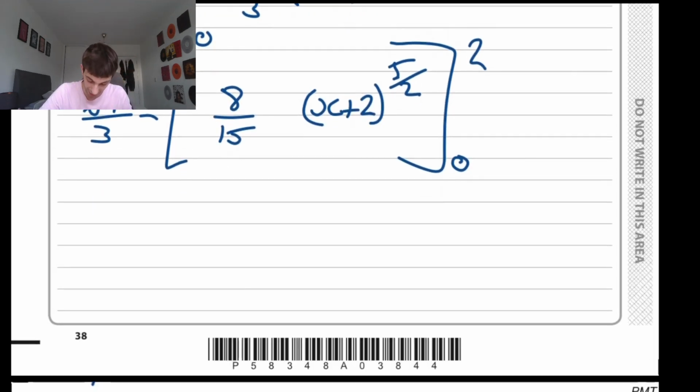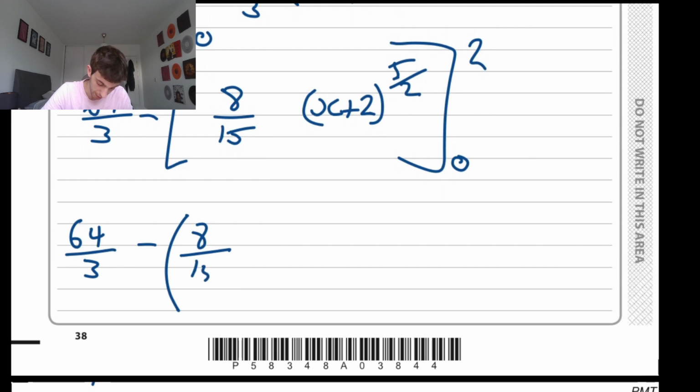So let's go through that step by step. So we have 64 over 3, take away. So now plugging in 2, what do we have? Plugging in 2, we have 8 over 15. Let's write every step out. We have 8 over 15 multiplied by 2 plus 2, which is 4. 4 to the power of 5 over 2. Let's make that look a little bit nicer. 4 to the power of 5 over 2.